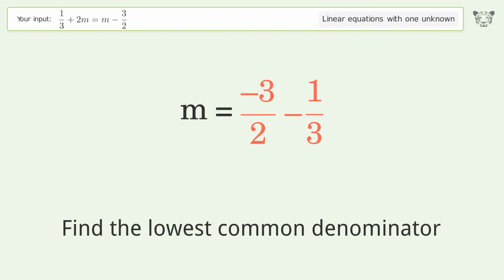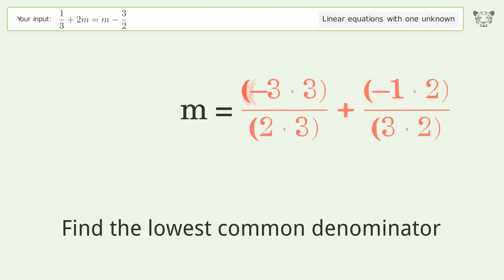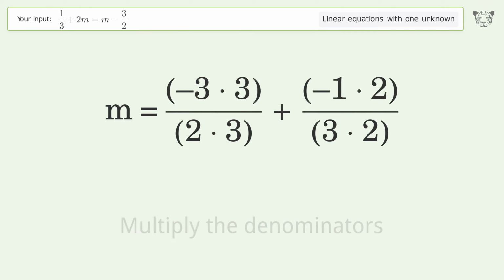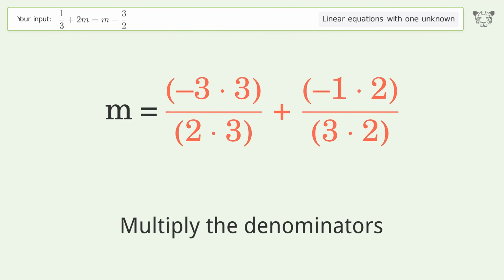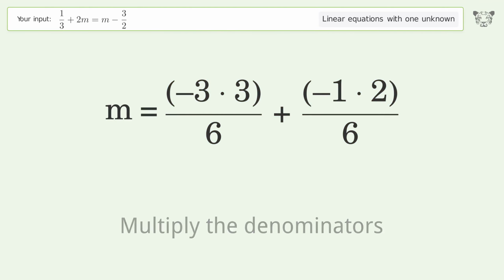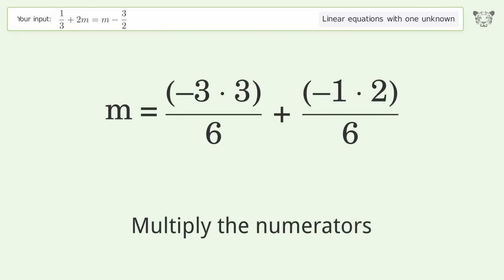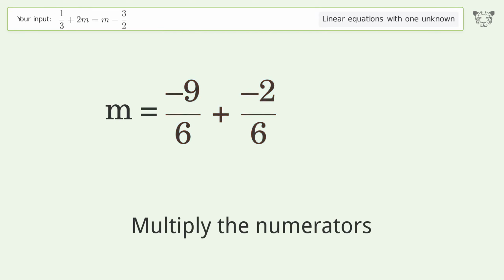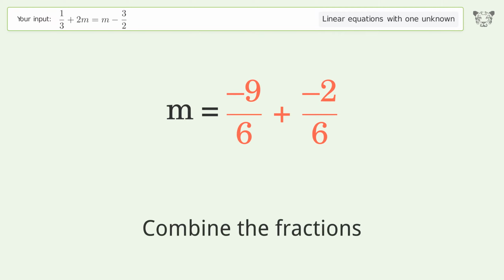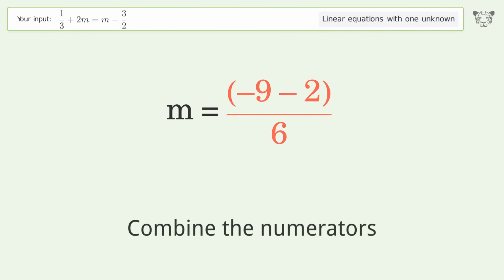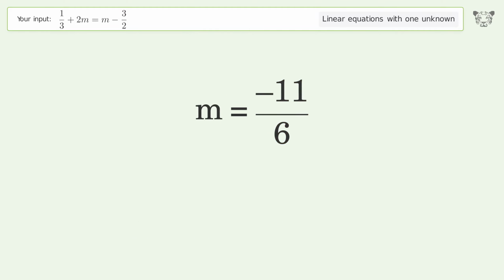Find the lowest common denominator. Multiply the denominators. Multiply the numerators. Combine the fractions. Combine the numerators. And so the final result is m equals -11/6.